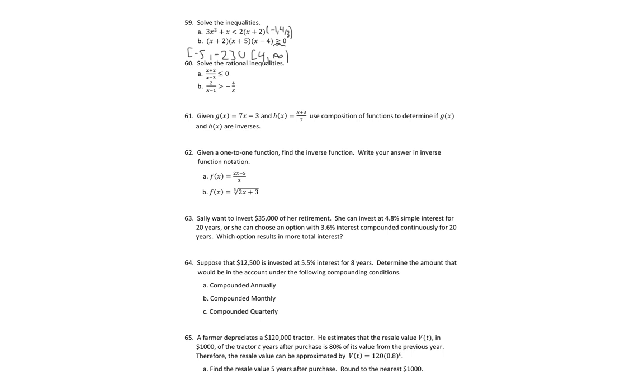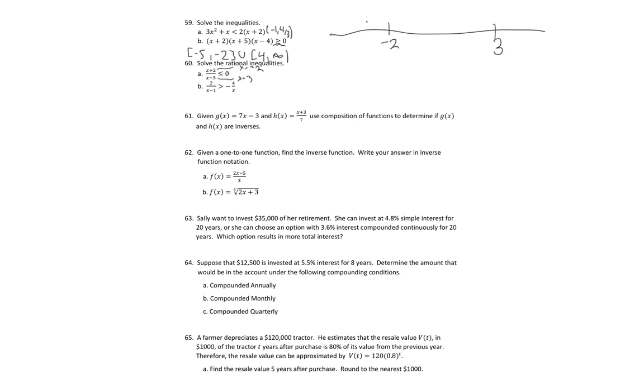Going to this next one, I'm going to use a similar process to what I did in part B of the last one. Solve the rational inequalities. I'm going to figure out when the top equals 0 and when the bottom equals 0. So that's x equals 3 and x equals minus 2. I'll put a little number line with minus 2 and positive 3.